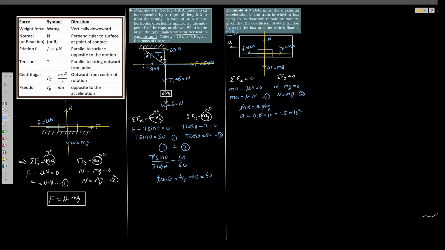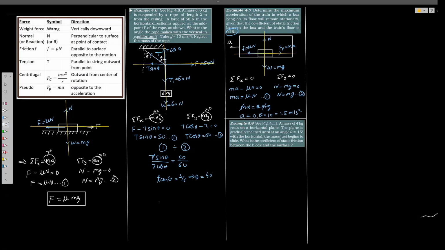Easy peasy. Next question, example 4.8. In this type of question where the figure is not given, you can draw it from the description. We have a mass of 4 kg at rest on a horizontal plane, but then it will be inclined until 15 degree with the horizontal direction. Let's generalize the case and take this as theta. So mass is just going to slide. We have to find out the coefficient of static friction.